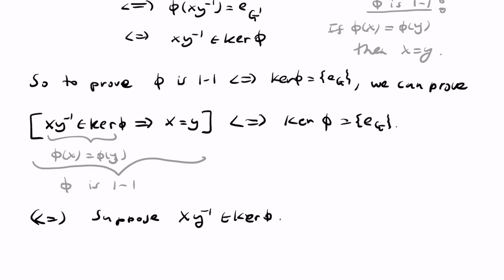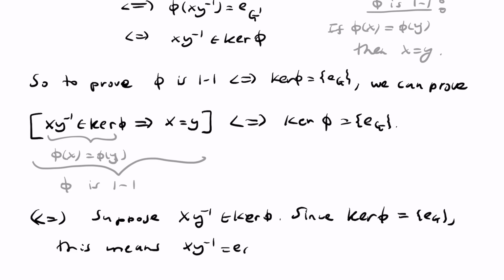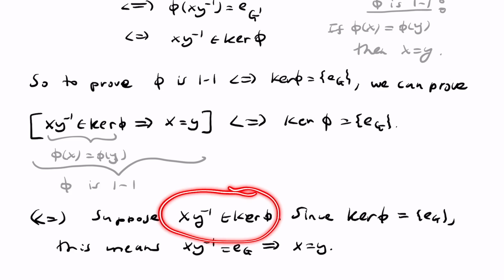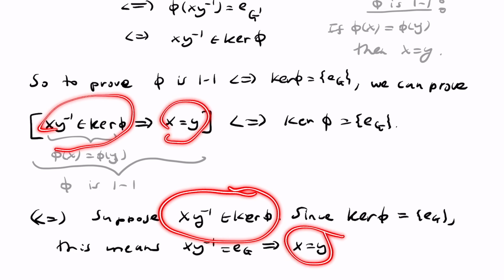So since the kernel of phi is E of G, this means x y inverse is E of G, which implies x equals y. You can multiply by y inverse on each side to get that this implies x equals y. And that's exactly what we wanted to show on this left-hand side, that if x y inverse is in the kernel of phi, then x equals y.